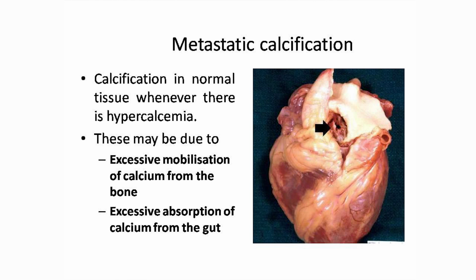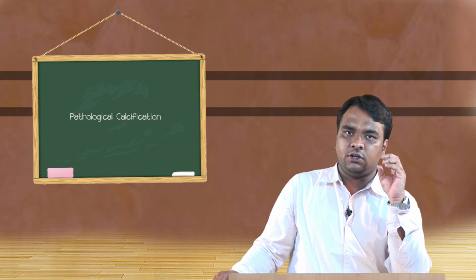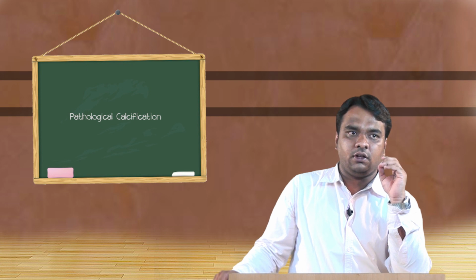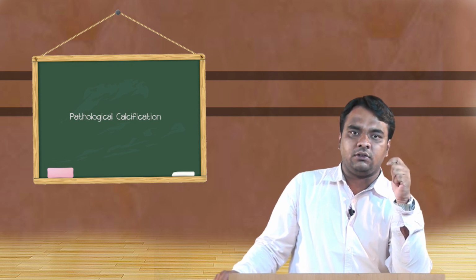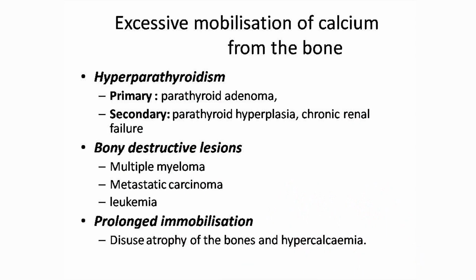So second thing is excessive mobilization of calcium from the bone, mainly in hyperparathyroidism. Mainly in the primary stage, you can consider parathyroid adenoma. In the secondary stage, parathyroid hyperplasia, chronic renal failure, and mainly the second thing in metastatic calcification is bony destructive lesions, which will be seen in the conditions of multiple myeloma, metastatic carcinoma and leukemia.